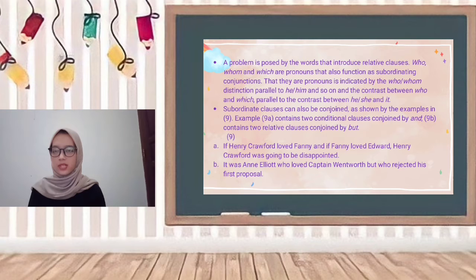Subordinate clauses can also be conjoined, as shown by the examples in 9. Example 9a contains two conditional clauses conjoined by and. 9b contains two relative clauses conjoined by but. 9a. If Henry Crawford loved Fanny, and if Fanny loved Edward, Henry Crawford was going to be disappointed. And 9b. It was Anne Elliot who loved Captain Wentworth, but who rejected his first proposal.